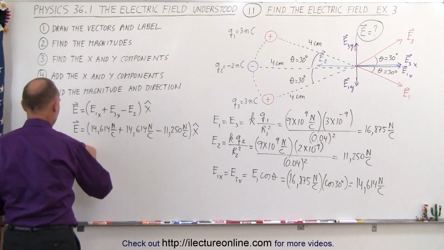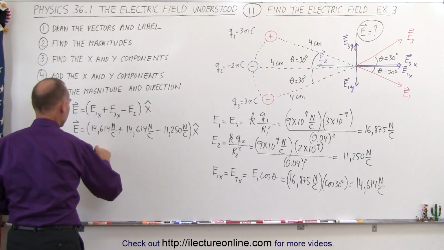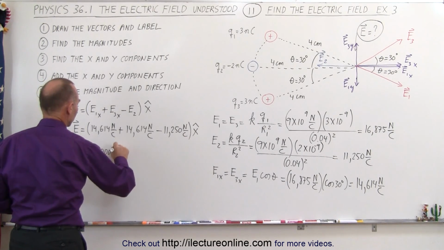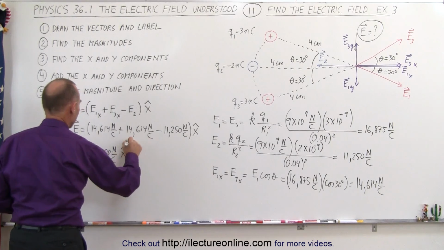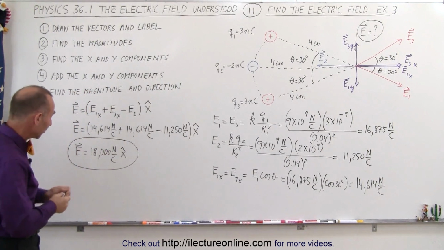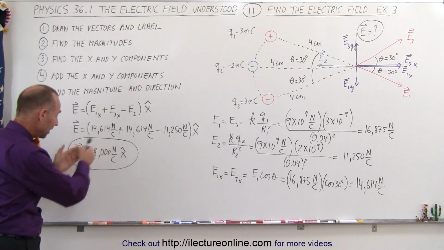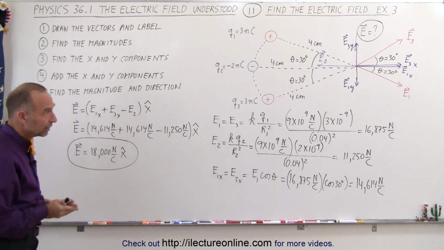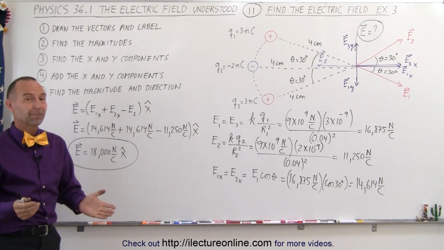So E is equal to a positive 18,000 newtons per coulomb in the x direction. So here again, we don't have to find the magnitude and direction because the magnitude is 18,000 and it's pointing in the positive x direction. That's how it's done.